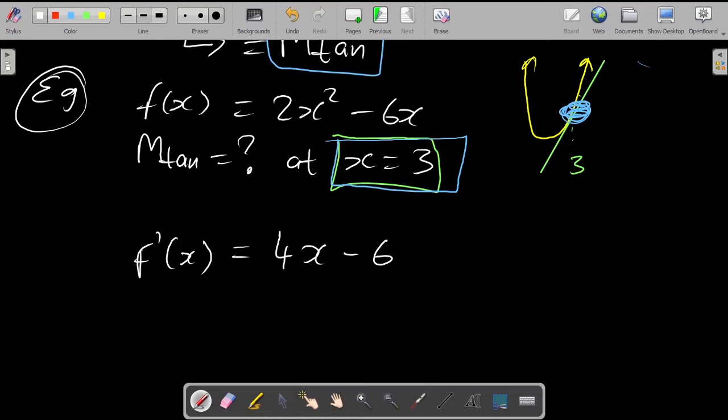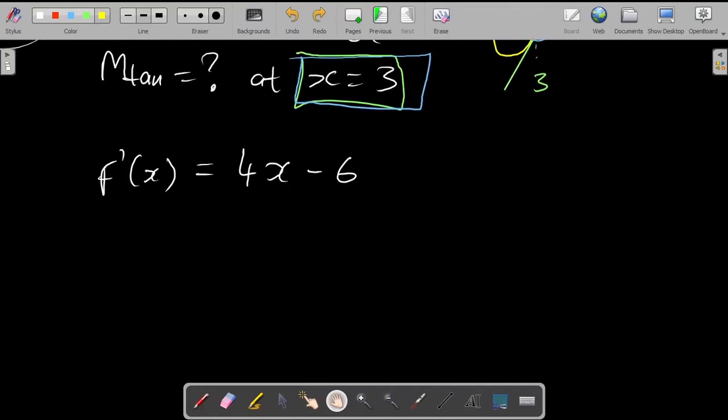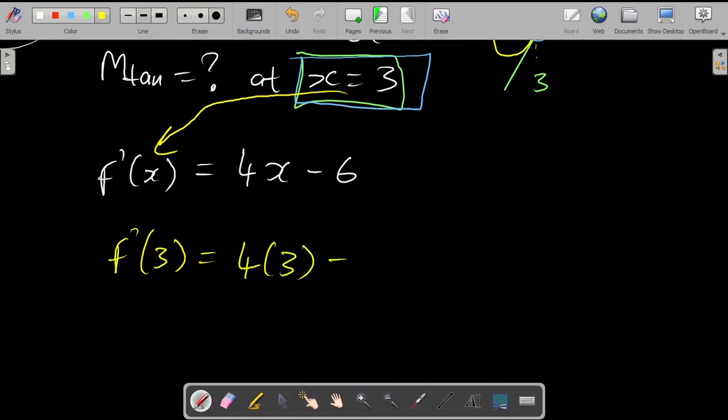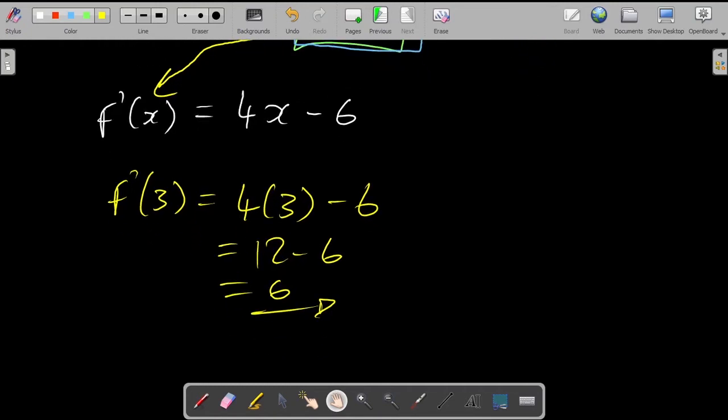And now we want to find, this is the derivative, which is the gradient. And we want to find the gradient at a specific point, and that specific point is 3. So we're going to say f prime of 3 equals 4, then substitute 3 in there. This should be 12 minus 6, which is 6. So we know that the derivative at x equals 3 is equal to that. And this value is exactly equal to the gradient of the tangent at 3.